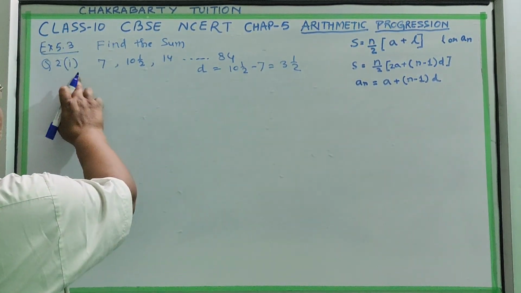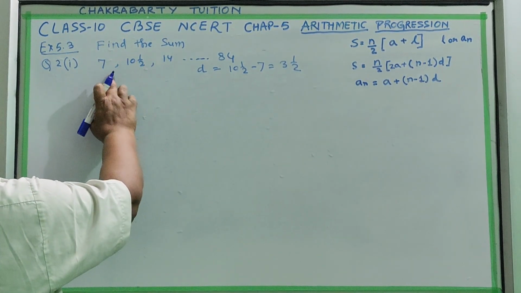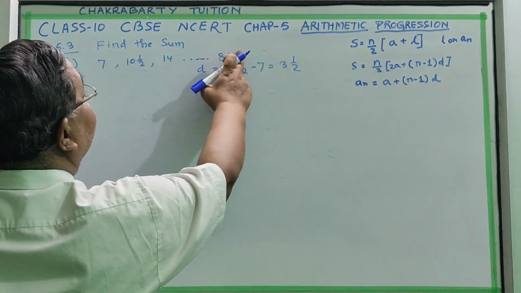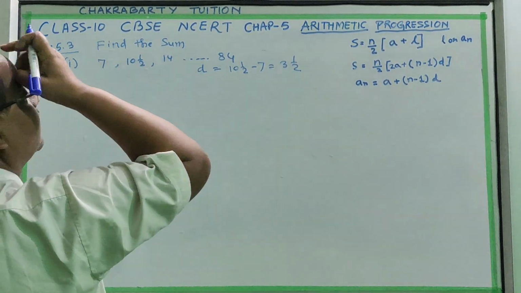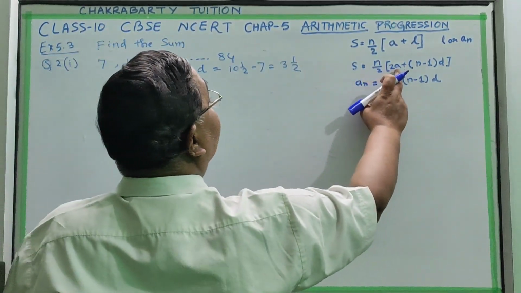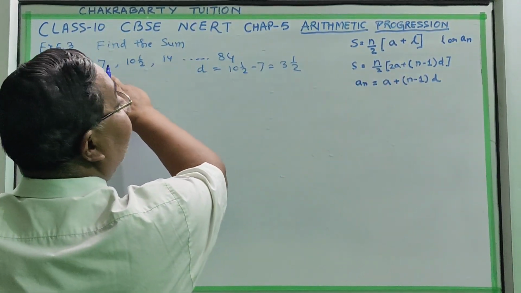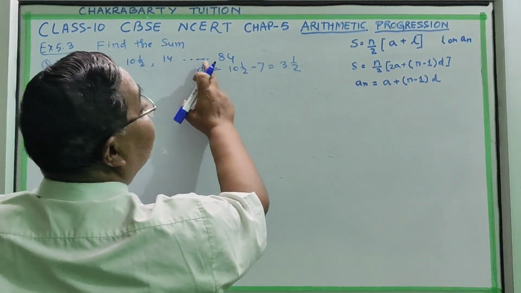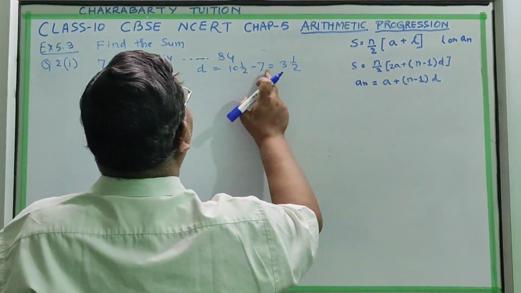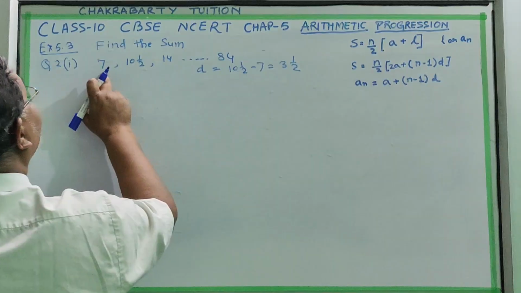Now question number 2.1. Here we have to find the sum. The series is given and the last number is also given. To find the sum you require A. A is given. Then the number of terms N is not given, and D is there. D you can find out.